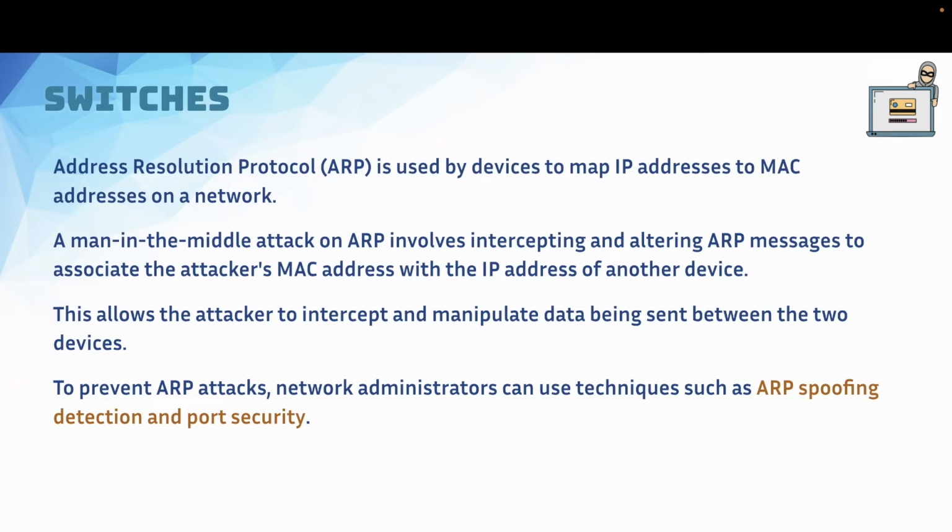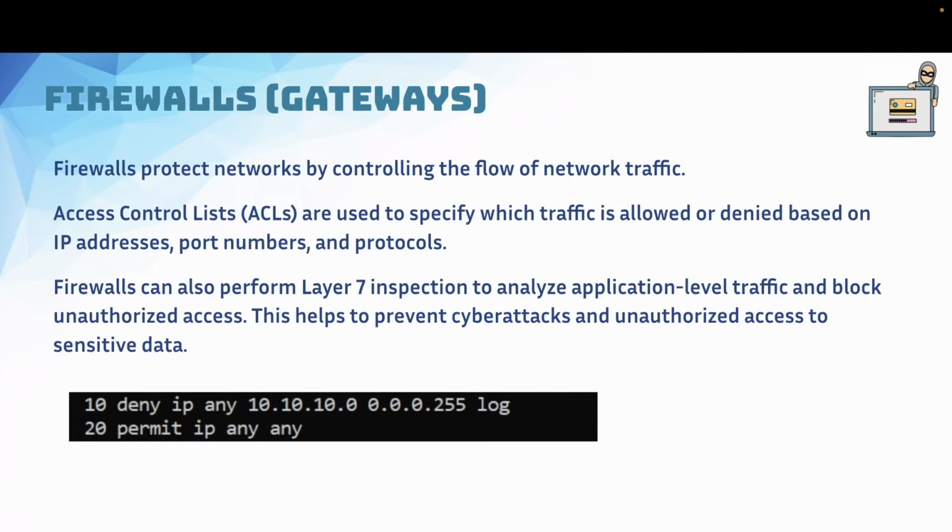port security. Firewalls, aka gateways, are used to protect networks by controlling the flow of network traffic. They work based on access control lists, and they're used to specify which traffic is allowed or denied, I should say, based on IP address, port number, and protocols. So if you think about that very carefully, that is blacklist-based filtering.